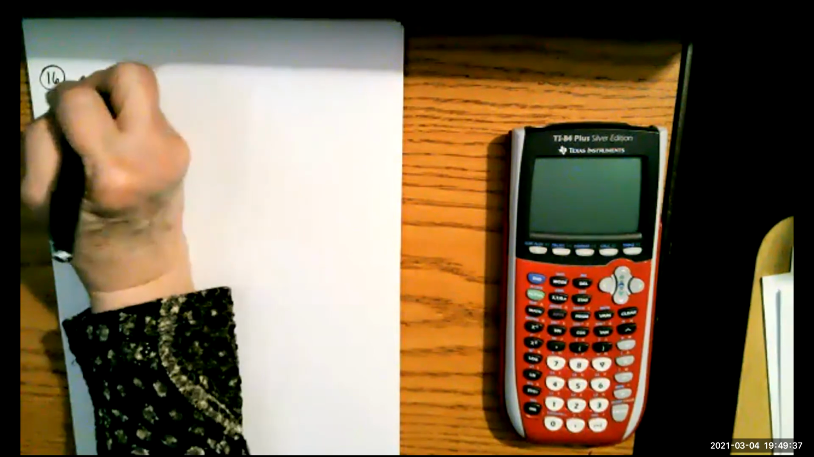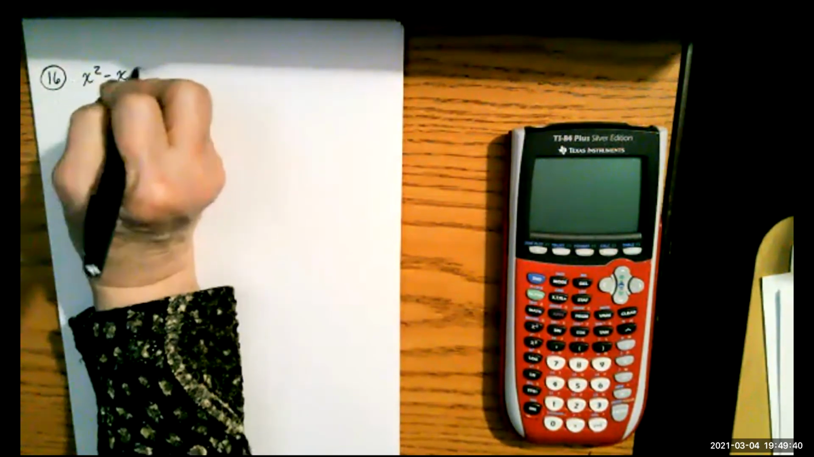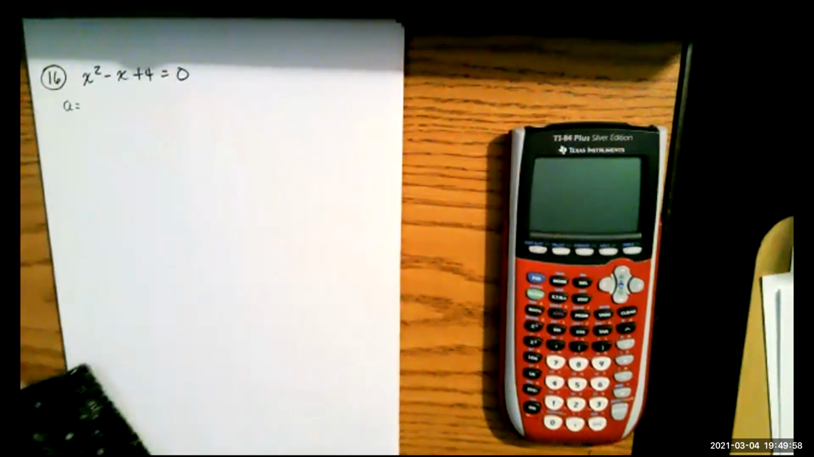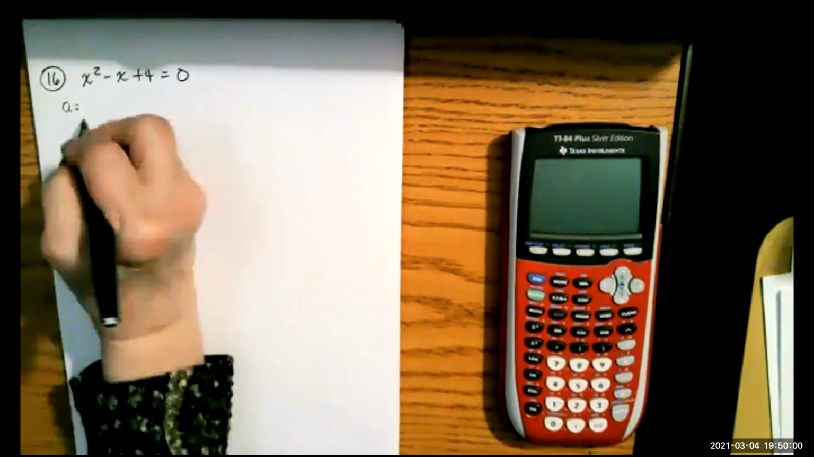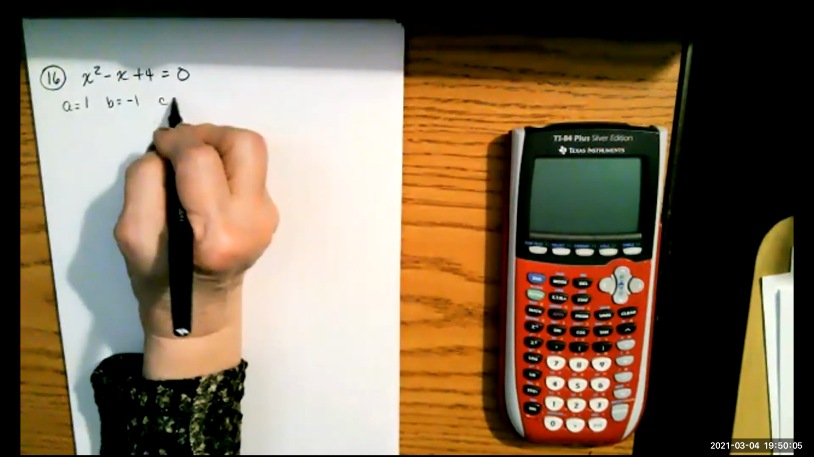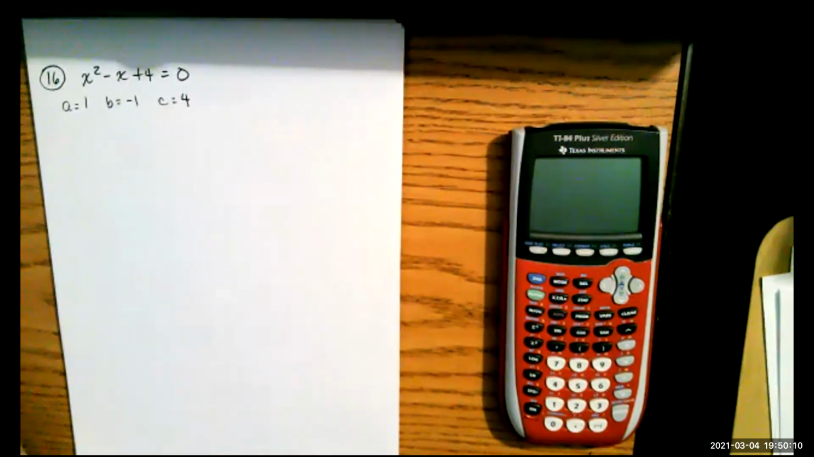Let's try this one. X squared minus x plus 4 equals 0. It's already solved for 0. I can't add factors of 4 to get 1. That's not going to work. So I'm going to use the quadratic formula. What is the A? 1. What's the B? Negative 1. What's the C? 4. They're the coefficients, the numbers that are in front of those letters.